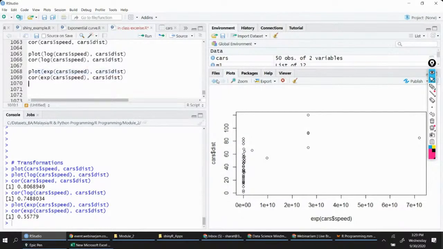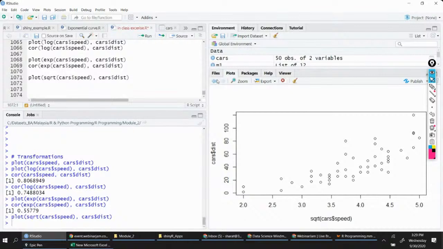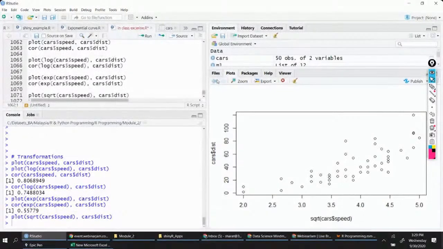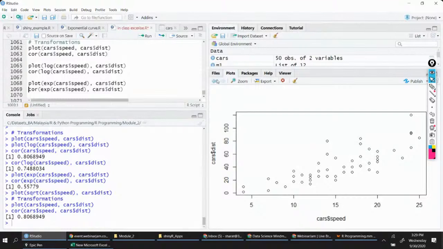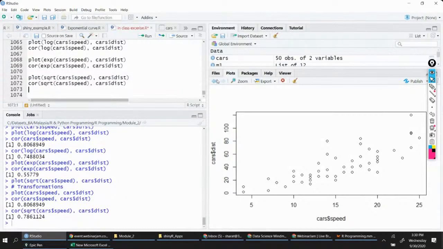So let's see, applying, let's say, square root. On the x-axis, I'm applying square root. So it is similar to the original data. Let's compare. So original data has 0.8. What about this? Not a good one.